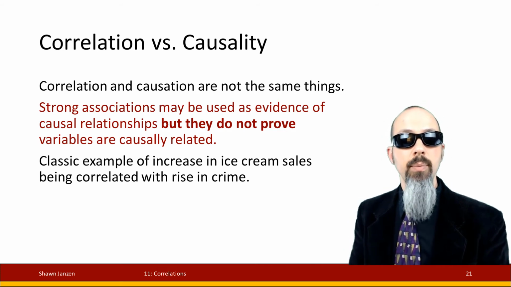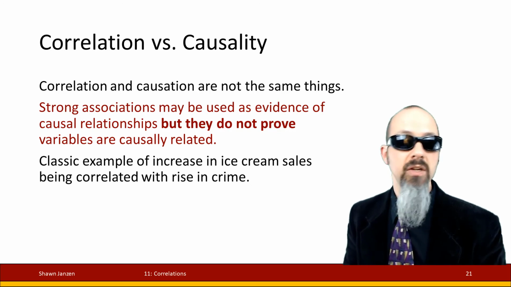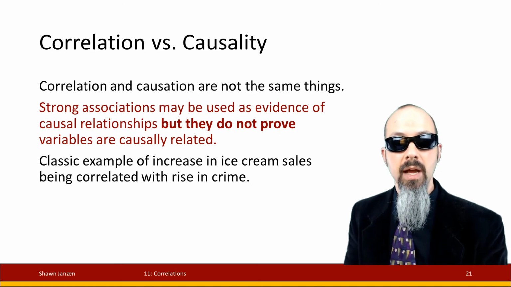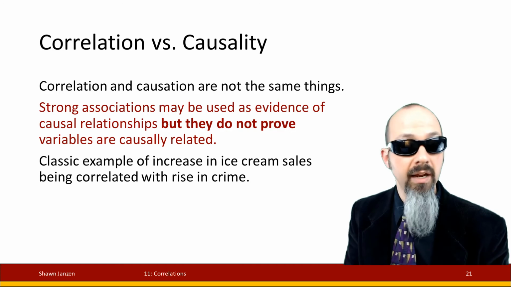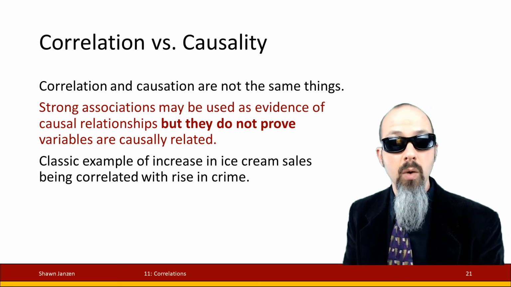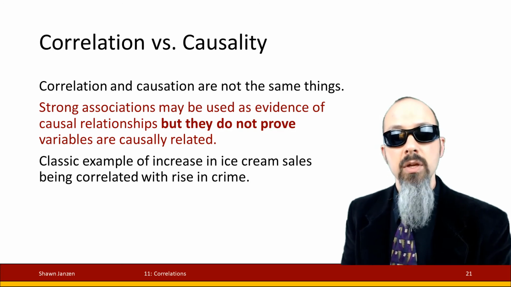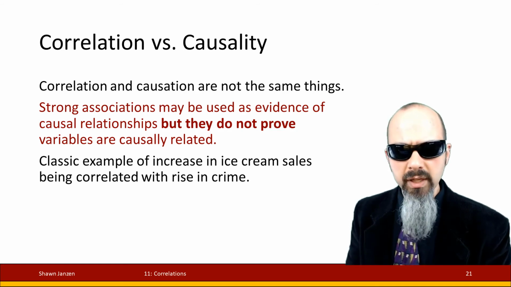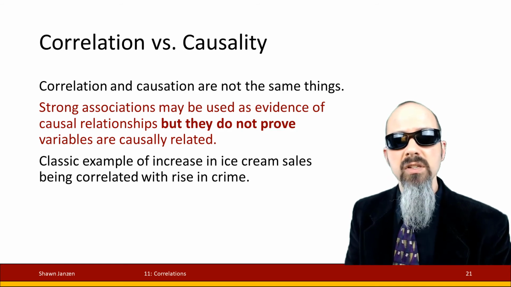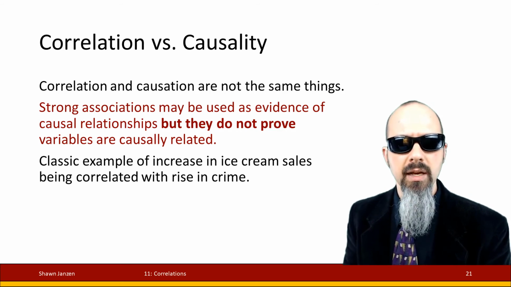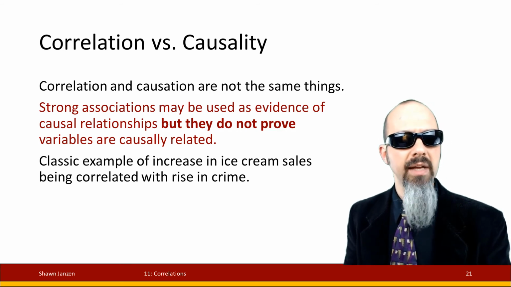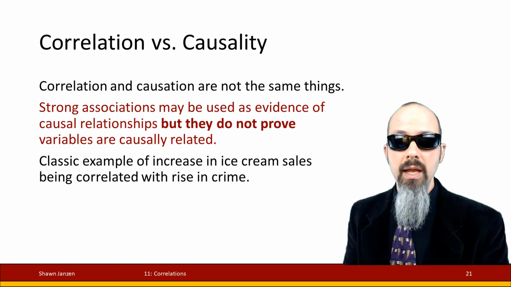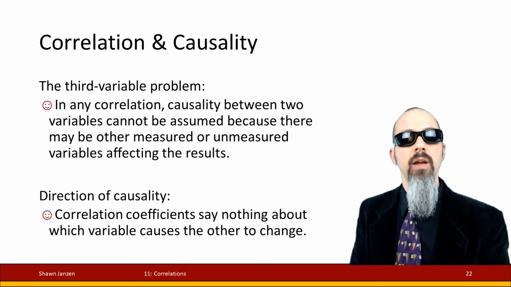The classic example we can use with this is ice cream sales being correlated with crime. Now we can get real world data, and people have done this on many occasions, and show that when ice cream sales go up, so does crime. But is ice cream sales really causing more crime? Or conversely, if there's more crime going on in the neighborhood, does this mean that we're getting more ice cream sales? No. It has what we call a third variable problem.